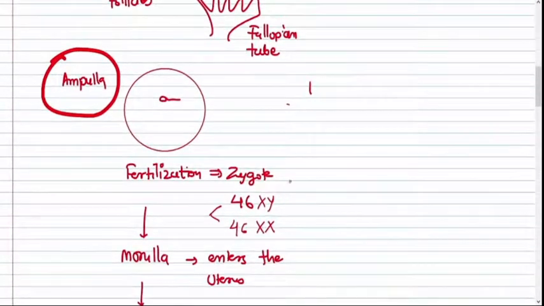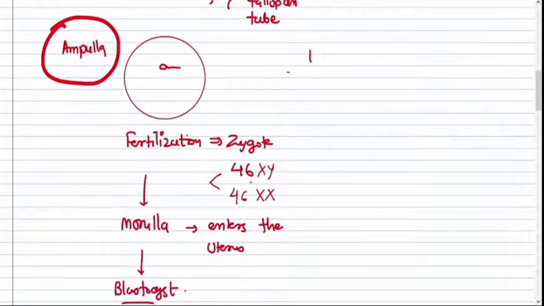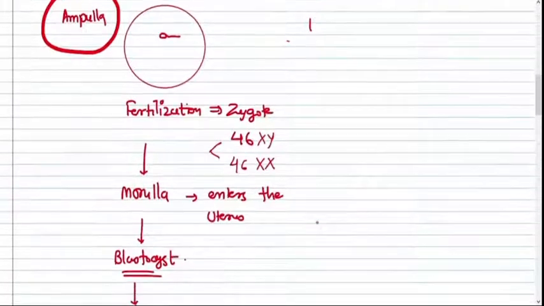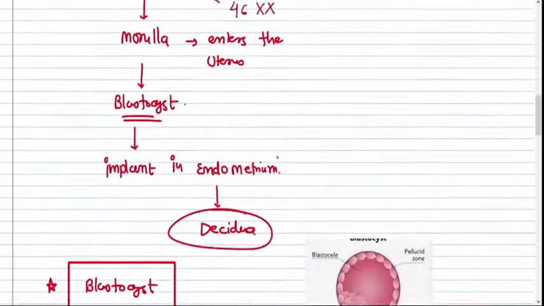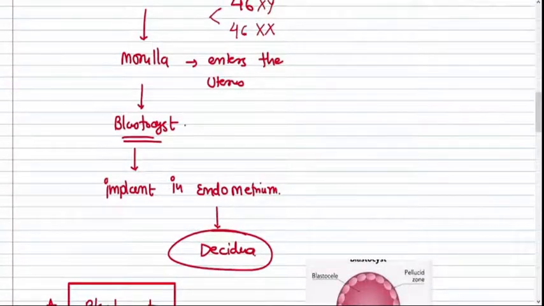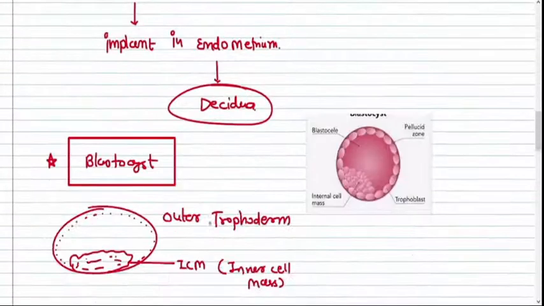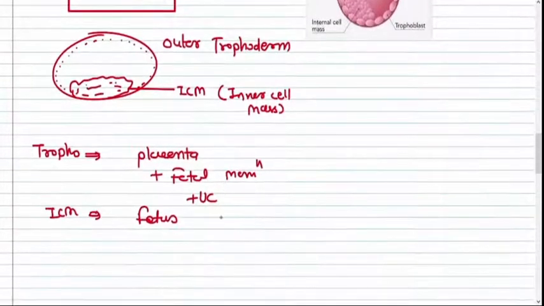and give us the zygote. The zygote now develops into a morula and then a blastocyst. This blastocyst will implant into the endometrium, which is now called decidua. The blastocyst consists of an outer trophoectoderm and an inner cell mass, called the ICM. The trophoblast eventually develops into the placenta and fetal membranes, while the ICM will develop eventually into the fetus.